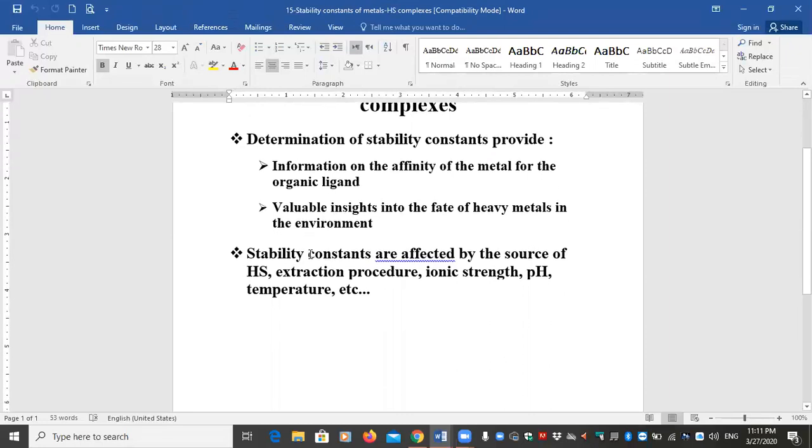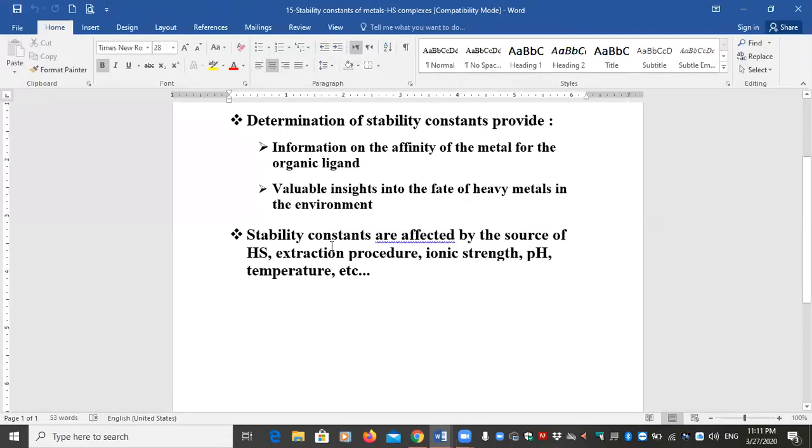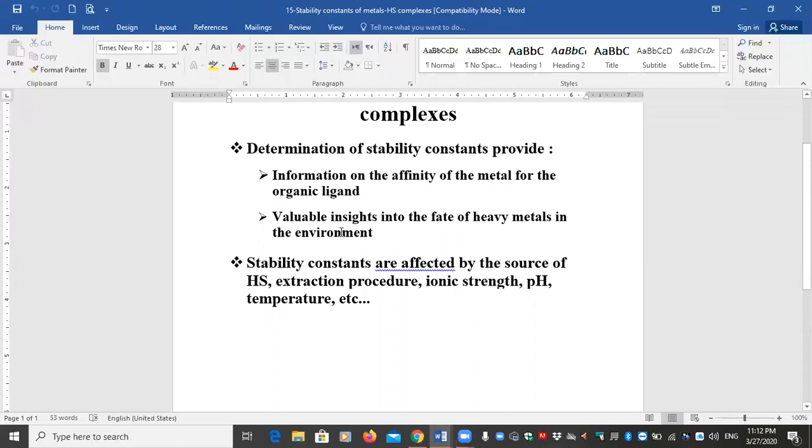Stability constants are affected by the source of humic substances, extraction procedure, ionic strength, pH, temperature, etc. This is important if you go into research and you start studying these in detail. When you see a stability constant, it has been determined under certain conditions. Usually they determine these in the laboratory, so many different things can change. So you cannot say that the stability constant is always the same number wherever you see it. You can see different stability constants depending on how they determined it.